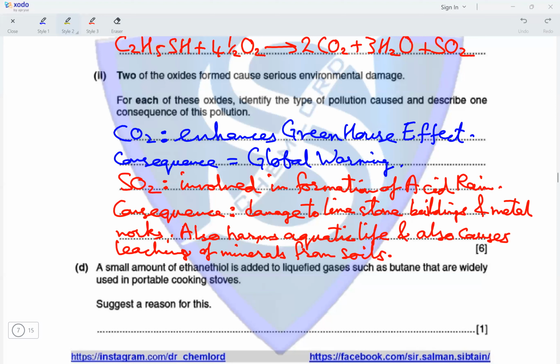A small amount of ethane thiol is added to liquefied gases such as butane that are widely used in portable cooking stoves. Suggest a reason for this. So, natural gases that are used for cooking do not have any smell to them. So, if they are leaking, we would not be able to detect them. So, ethane thiol is added so that we can actually detect if there is a gas leak. Detecting gas leaks is one of the most important uses of ethane thiol.